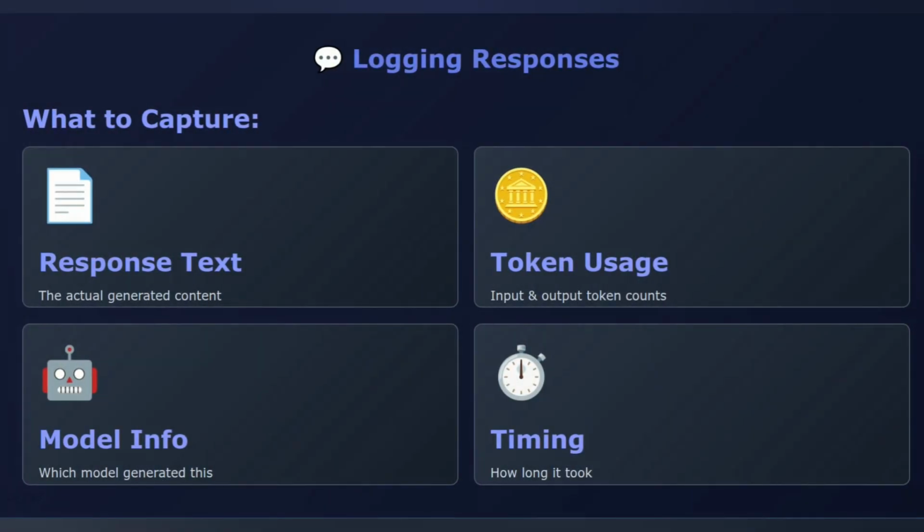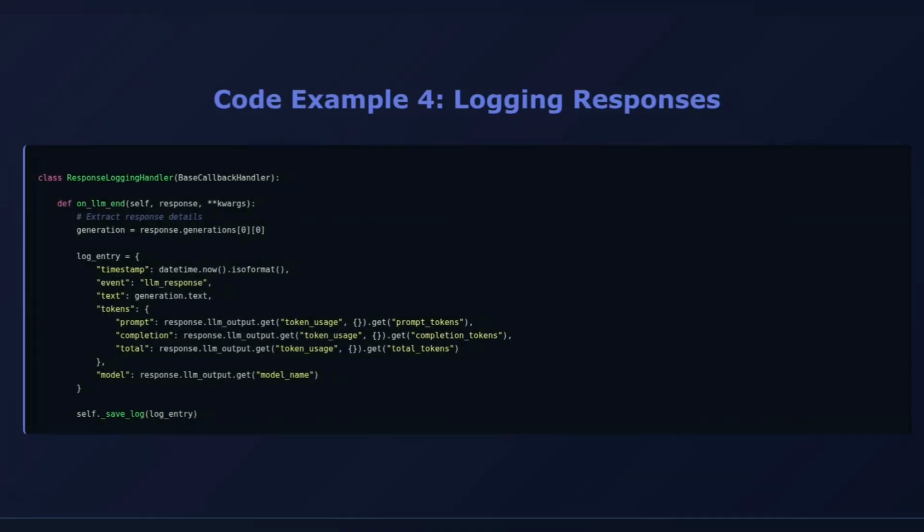Next up, responses. This is where you see what your LLM actually generated. The onLLMEnd callback gives us the LLM response. We can log the text, the token usage, and the model name. Notice we're also capturing token counts here. This is crucial for cost tracking.